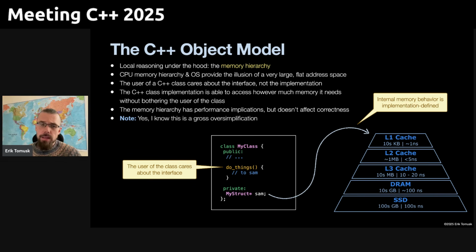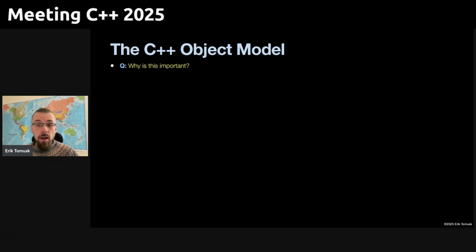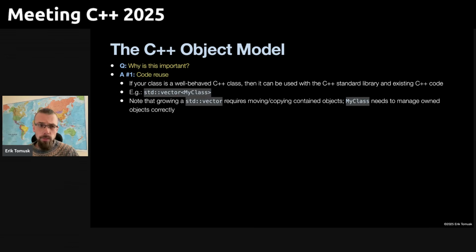Obviously, memory hierarchies have performance implications, but they don't affect correctness. And yes, I know this is a gross oversimplification. But it's worth thinking about why we actually care about these things, interfaces and local reasoning and so on.